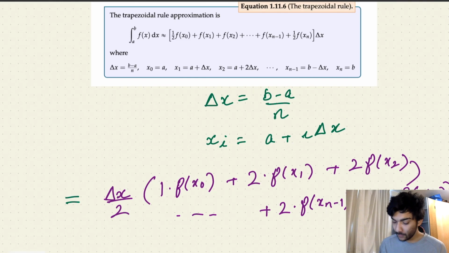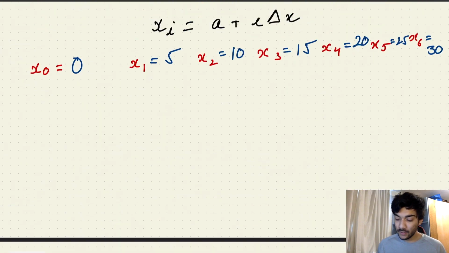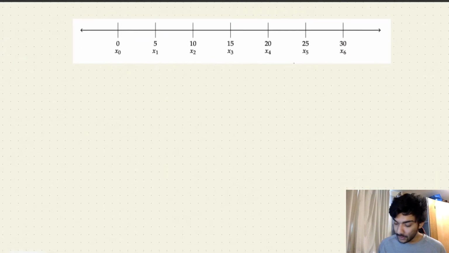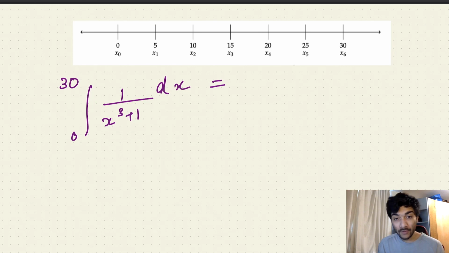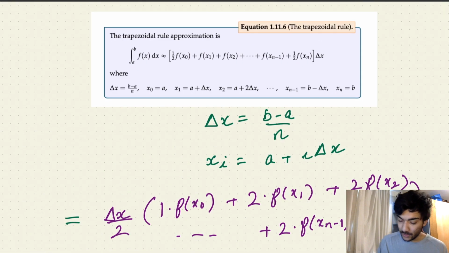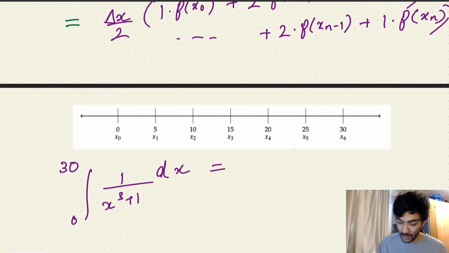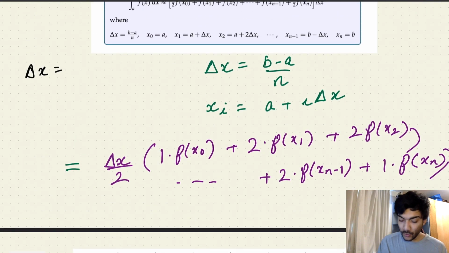Now in this question, we have to calculate the integral from 0 to 30 of 1 upon x cubed plus 1 dx. If we use the trapezoidal rule approximation, we'll first calculate delta x and the xi's, and then we'll use the formula. To calculate delta x, we know that delta x is b minus a over n. b is your upper endpoint, a is your lower endpoint. So delta x is 30 minus 0 upon n, which is 6 in this case.